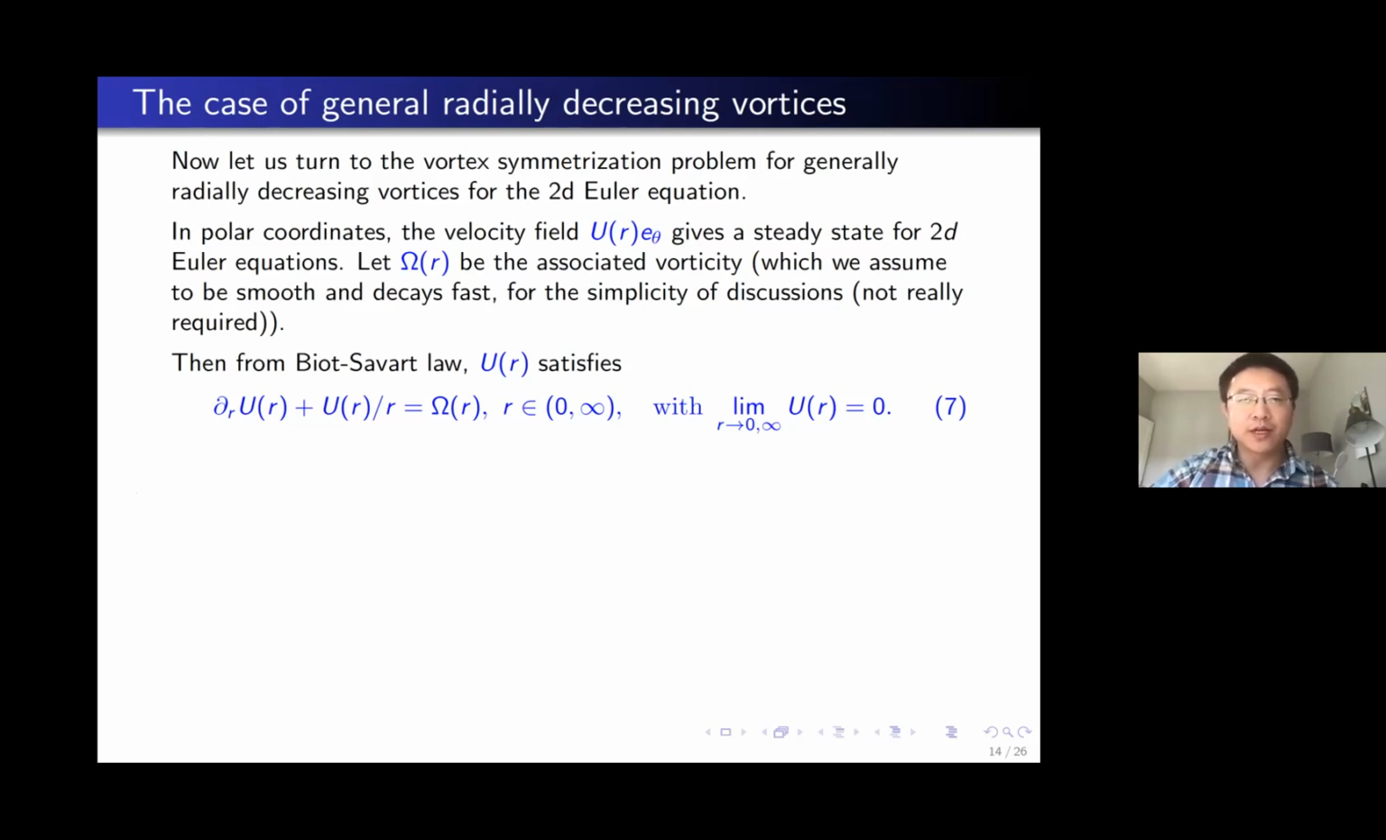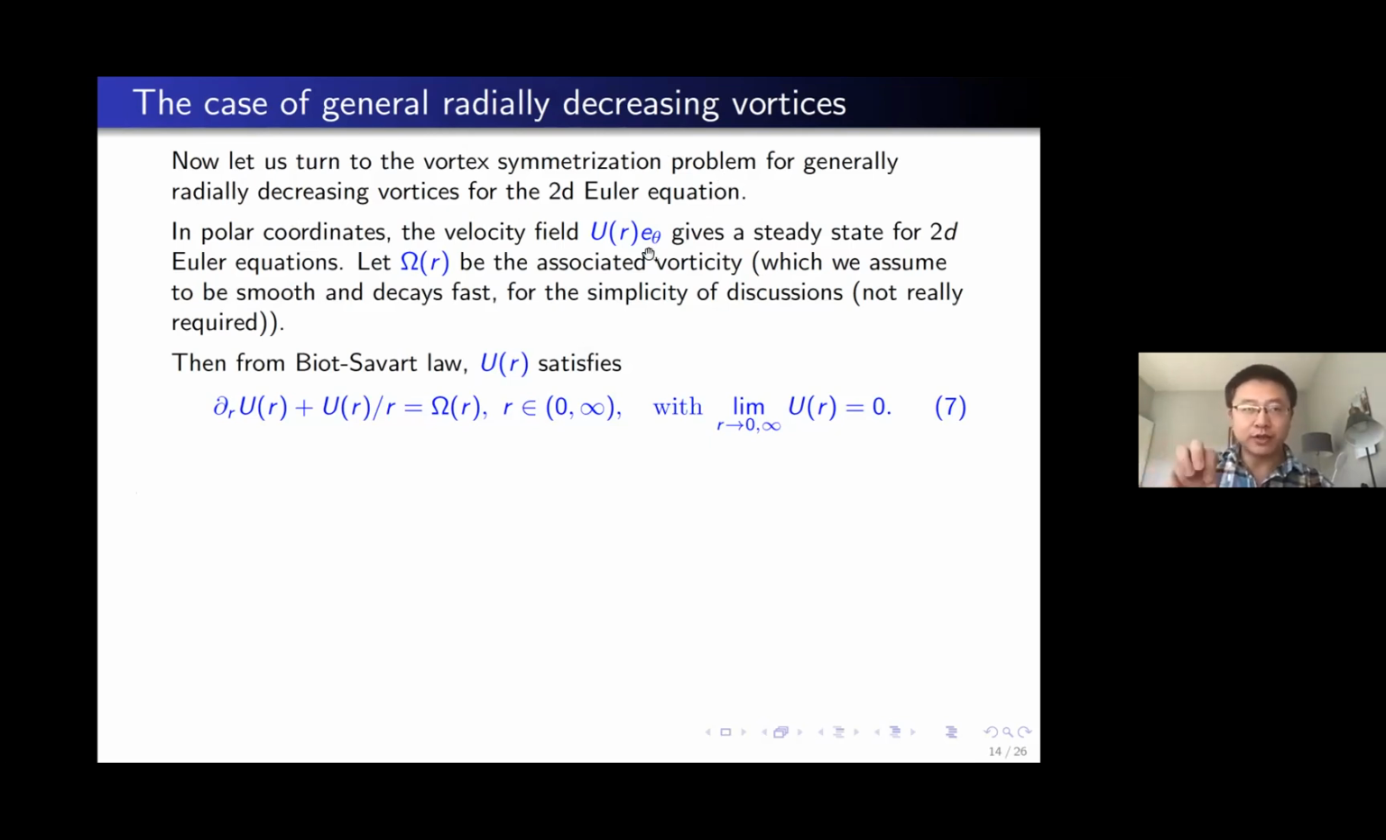So this is for the general vortex problem. Okay, so for the 2D Euler, here we consider a vortex, which is a radial vorticity field for 2D Euler, and it's automatically a steady state. So here we assume that the radial vorticity function is strictly radially decreasing. Okay.